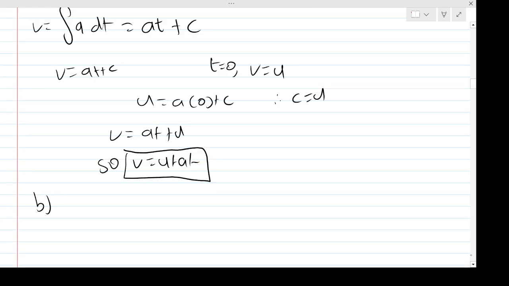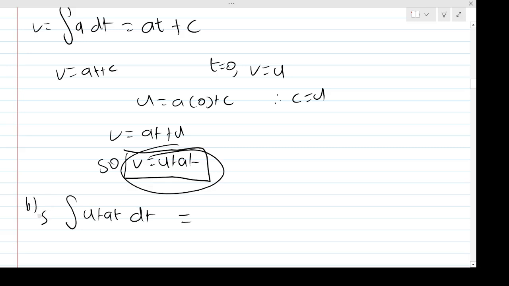So if I integrate the velocity, so it's the integral of u plus at dt, that's going to be, well, u is just a constant, right? So we'll just attach a t on. So it's going to be ut.